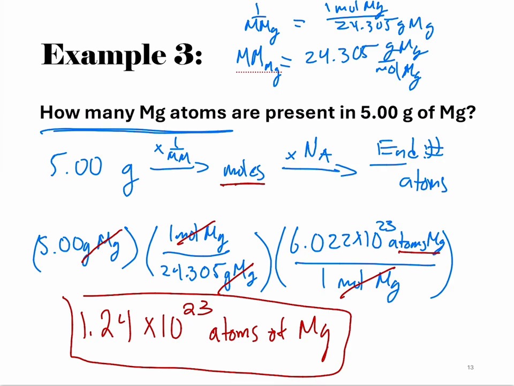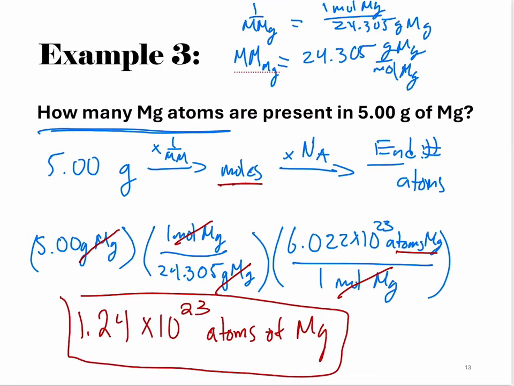Okay, and so a lot of these ones, especially if it's just a single atom, are going to be relatively straightforward. Depending on what you're given, it will just tell you which way you have to go and how you use these chemical quantities to go between the different units. Okay, any questions on this one?